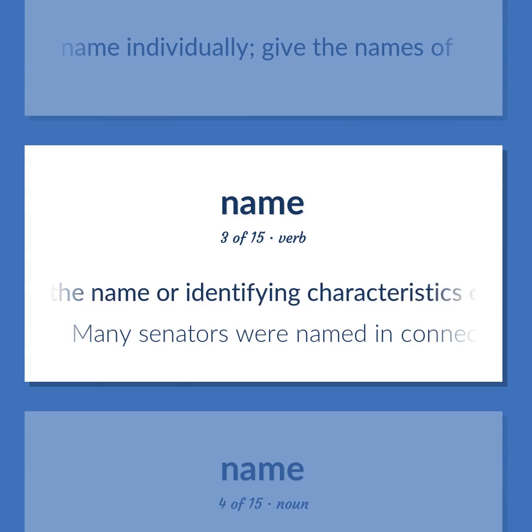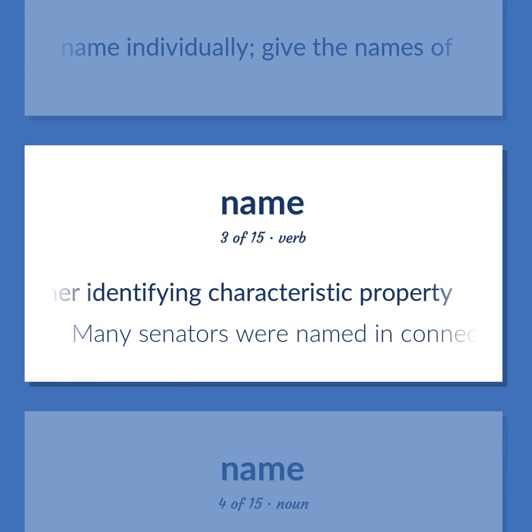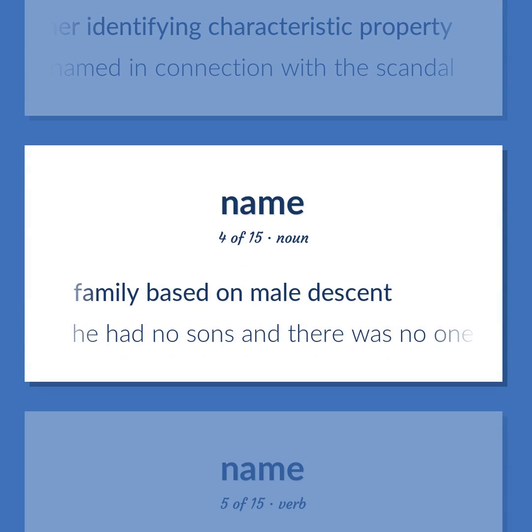Give the name or identifying characteristics of. Refer to by name or some other identifying characteristic property. Many senators were named in connection with the scandal. Family based on male descent. He had no sons and there was no one to carry on his name.